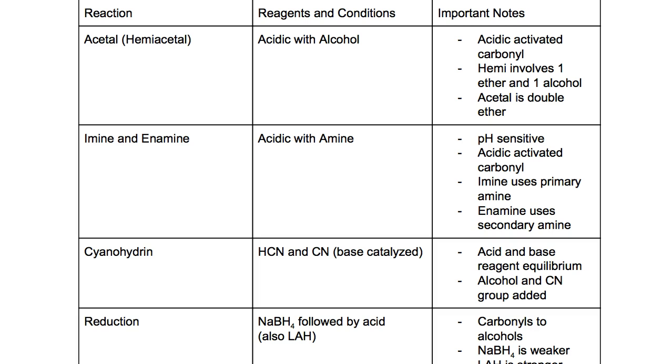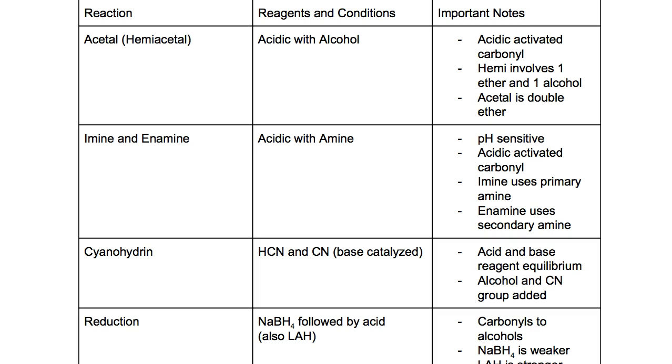Okay? Imine and enamine formation are going to use acidic conditions with a given amine. Now the amine you pick is going to matter here. This is a pH sensitive reaction. Specifically, we want a pH somewhere in the range of 4 to 5, and that means that we have a nice controlled environment in terms of having enough proton acidity to activate the carbonyl, but not so much that we ruin the nitrogen, which tends to be highly nucleophilic and basic. So it could have a side reaction if it was to be too acidic.